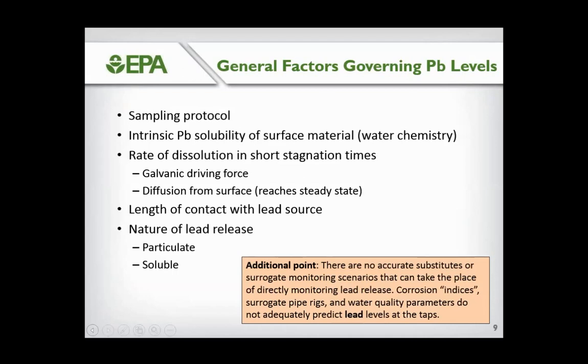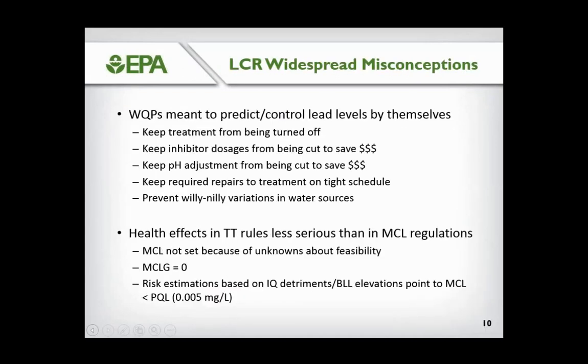And there's a temptation to try to use surrogate monitoring techniques to predict lead levels, what's really happening at the tap, or the idea of corrosion indices, but actually there are no pipe rigs or water quality parameters that can predict the lead levels at the tap. The only way you can really find out what's happening, the net result of all these chemical reactions, is to actually measure it. Now, there are a couple misconceptions in the Lead and Copper Rule.